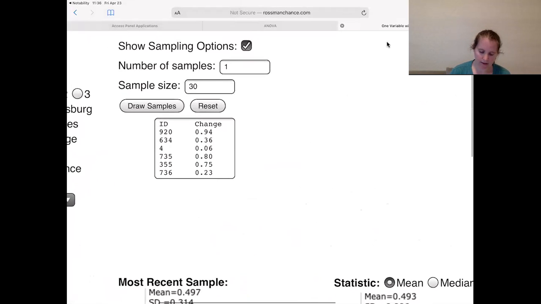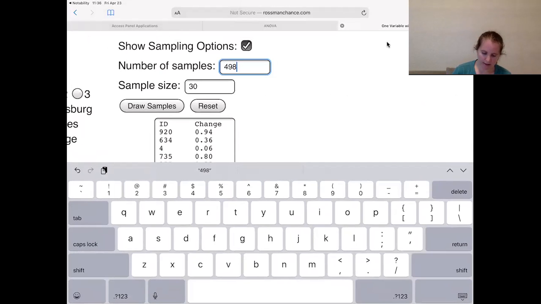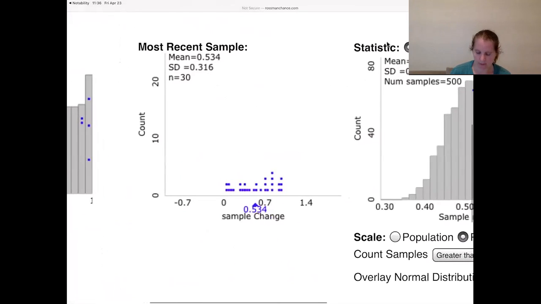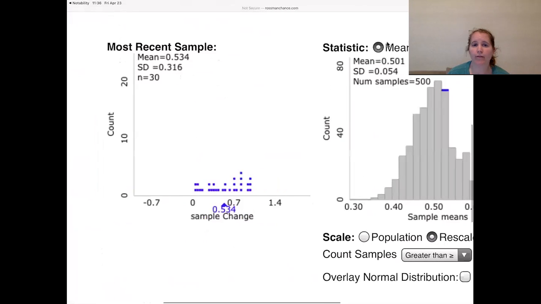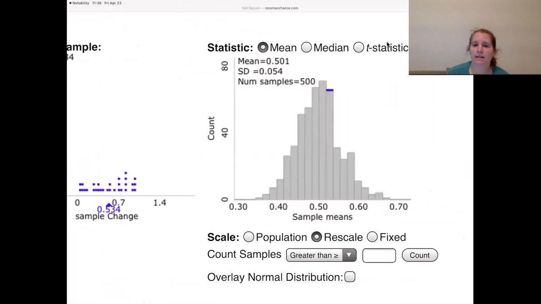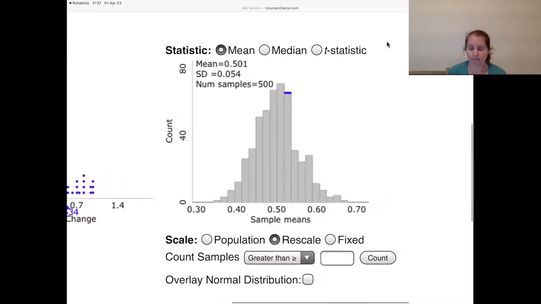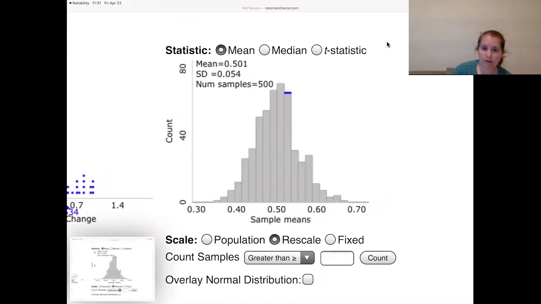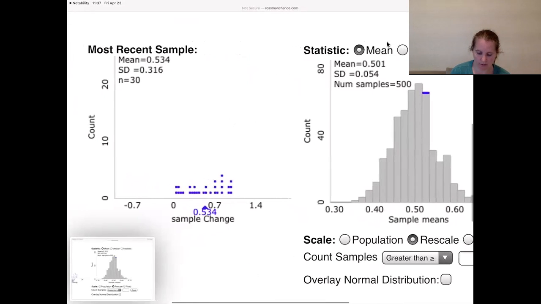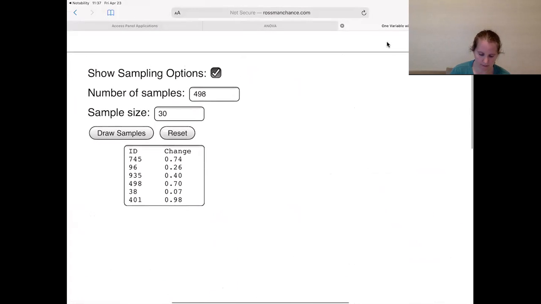And again, let's go ahead and add another 498 samples. Here's the most recent one, had a mean of 0.534. And we can see that sample up top in that blue bar. This is a little closer to normal than the previous one, still doesn't look perfect. These are now centered around 0.501 with a standard deviation of 0.054. Again, let me take a picture.